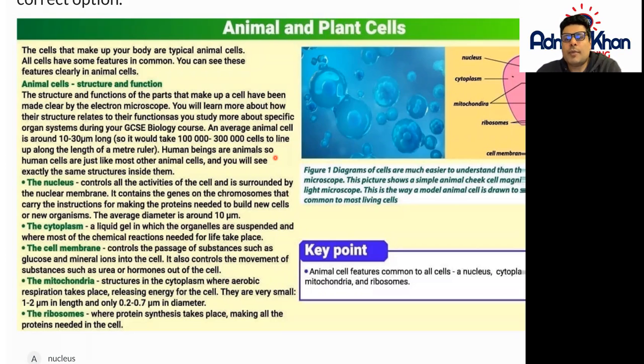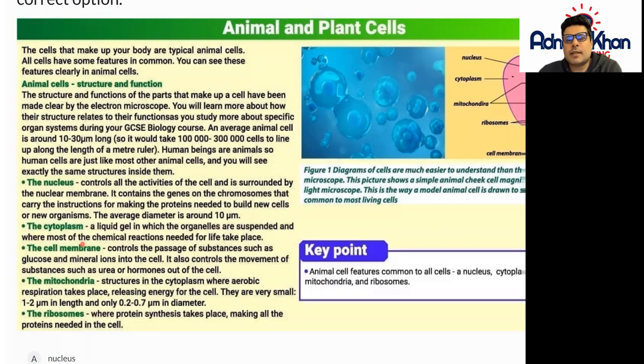Human beings are animals, so human cells are just like most other animal cells, and you will see exactly the same structures inside them. First of all, they have a nucleus, which controls all the activities of the cell and is surrounded by the nuclear membrane. It contains the genes on the chromosomes that carry the instructions for making the proteins needed to build new cells or new organisms.